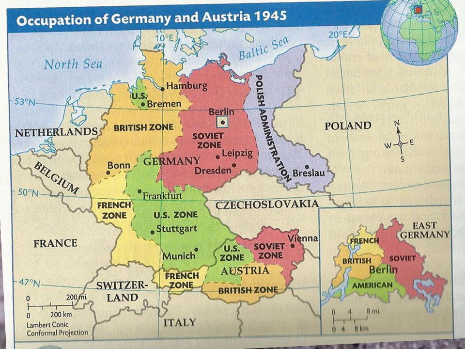You should definitely note that Great Britain, France, and the United States control areas in the western half of Germany, while the Soviet Union controlled the eastern half of Germany.